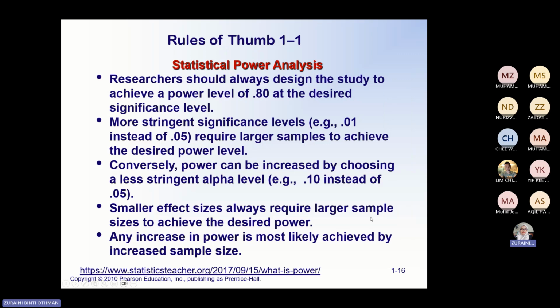Okay, and this is the rule of thumb for statistical power analysis. Researchers should always design the study to achieve a power level of 0.8 at the desired significance level. A more stringent significance level, for example 0.01 instead of 0.05, requires a larger sample to achieve the desired power level. Meaning that if we put 0.01, we have to use a larger sample, right? Conversely, power can be increased by choosing a less stringent alpha level, for example 0.1 instead of 0.05. A smaller effect size always requires a larger sample size.